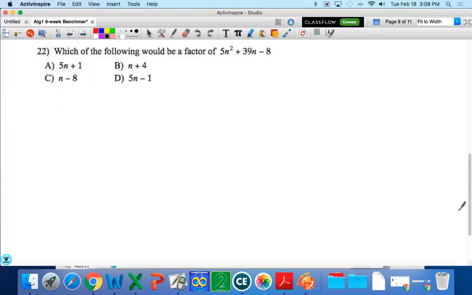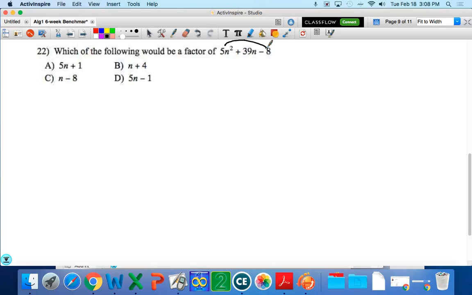Last problem in this factoring section. This one is the one you can't really check in the calculator. The rest of them you could. We have to put a few on there that the EOC puts on there that are not checkable with a calculator. Which of the following would be a factor of 5n squared plus 39n minus 8?